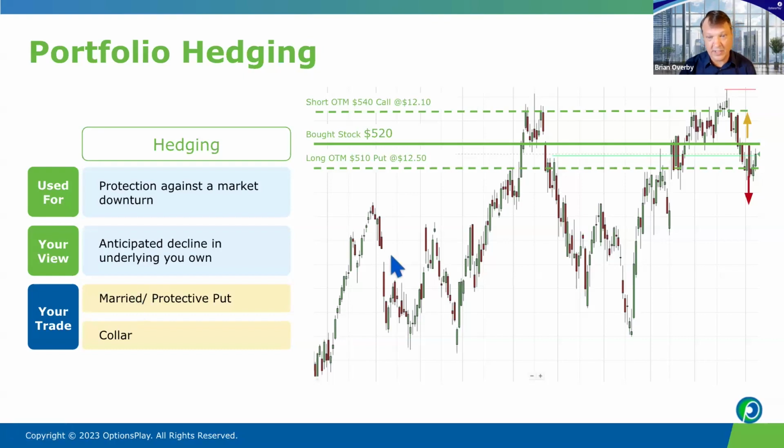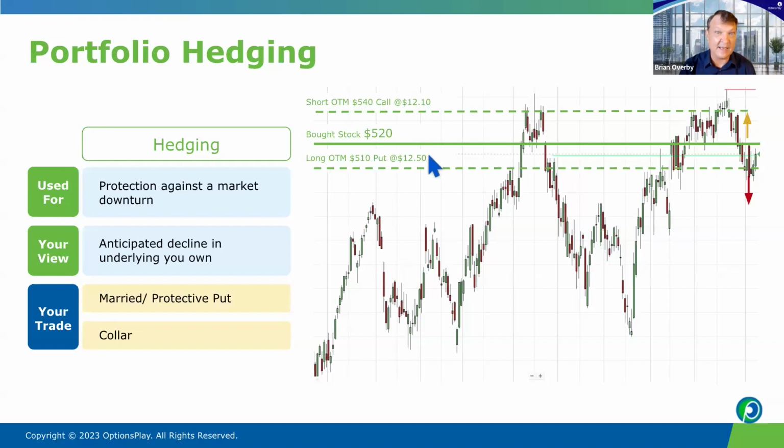Now, if it's somewhere in between, if it lands at, let's say, 530, well, nothing really happened, right? I still own the stock. I still got the upside on the stock. The put and the call kind of offset each other. 30 days goes away, and you basically are down 40 cents from your collar.